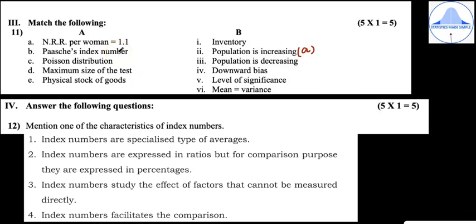Second, Paasche's index number shows a downward bias. So we write B. Poisson distribution, the mean is equal to the variance, that is equal to lambda. So this is option C. Then maximum size of the test is called as the level of significance. So here we mark D. And the physical stock of goods is called as the inventory. So we mark E.